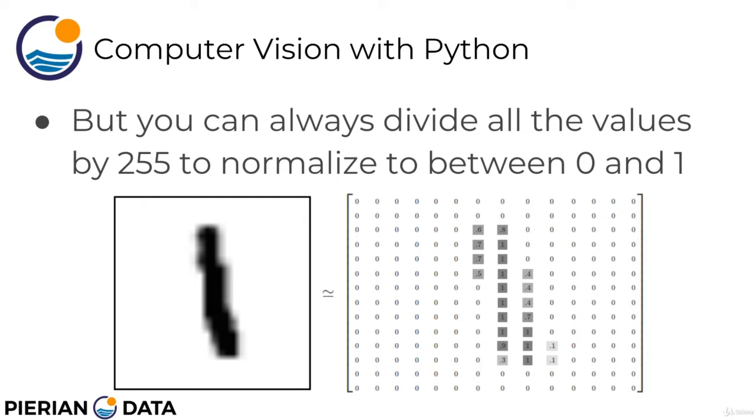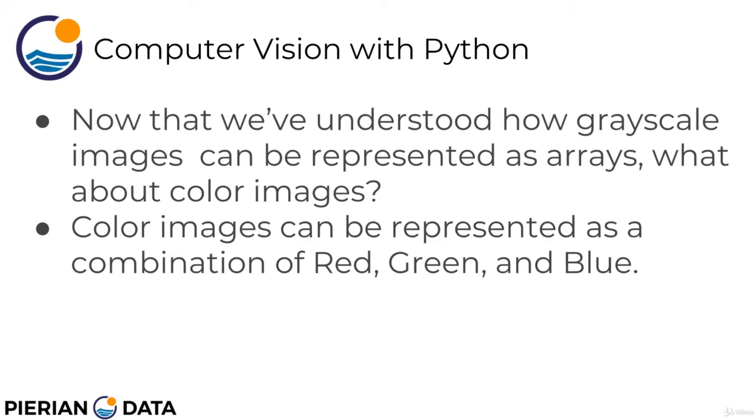Now, if you ever wanted to get those values between 0 and 255 to be between 0 and 1, all you would need to do is divide by the max value, 255, in order to normalize to between 0 and 1. And later on in the course, we'll see some examples of doing that. So we've understood how grayscale images can be represented as arrays, but what about color images?